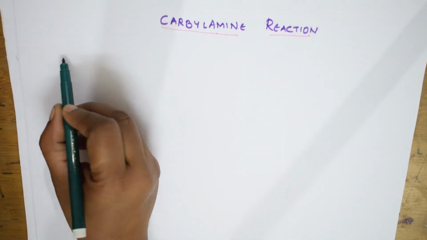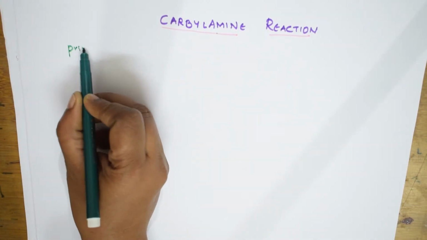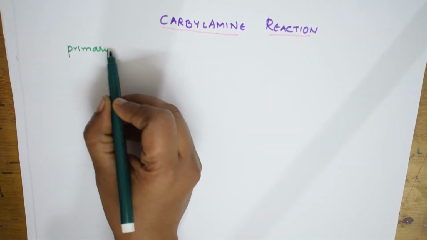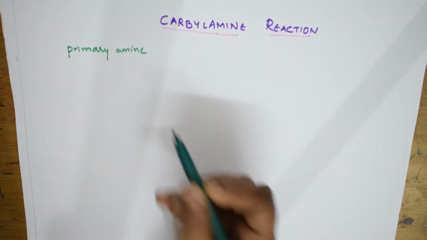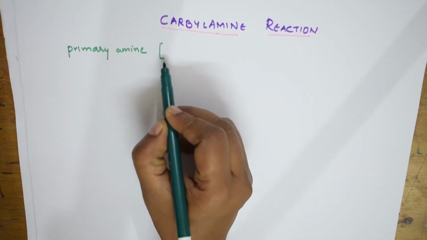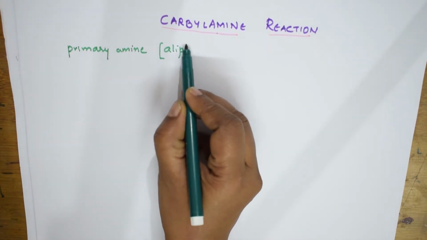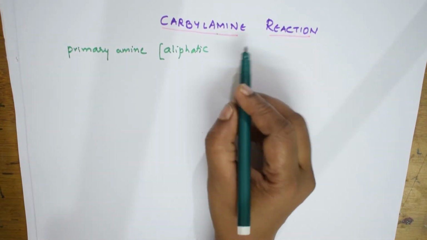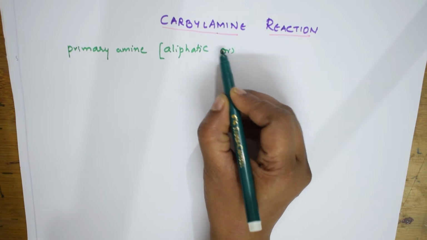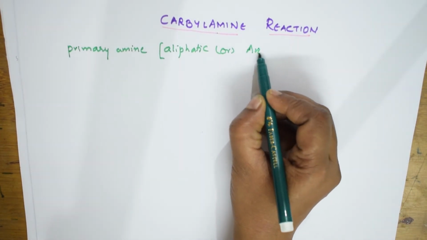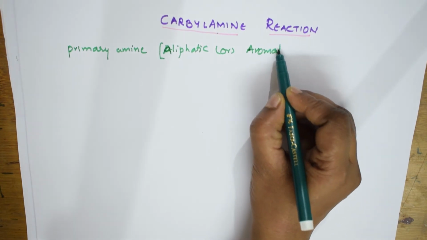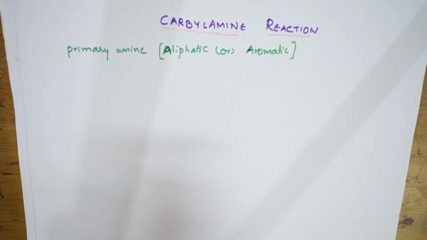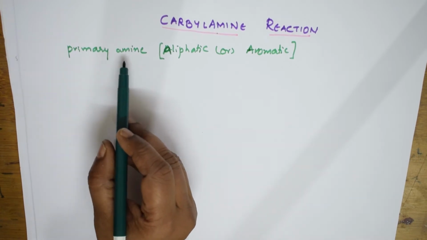So the first basic requirement, let me write that. In the carbylamine reaction, I'll show you the mechanism also. Very easily I'll teach. So a primary amine I'm going to take. Here this primary amine can be both an aliphatic primary amine, and it can also be an aromatic primary amine. Okay, aliphatic or aromatic. So it can be aliphatic as a straight chain or in the form of a ring structure like benzene. So I'm going to take this primary amine.